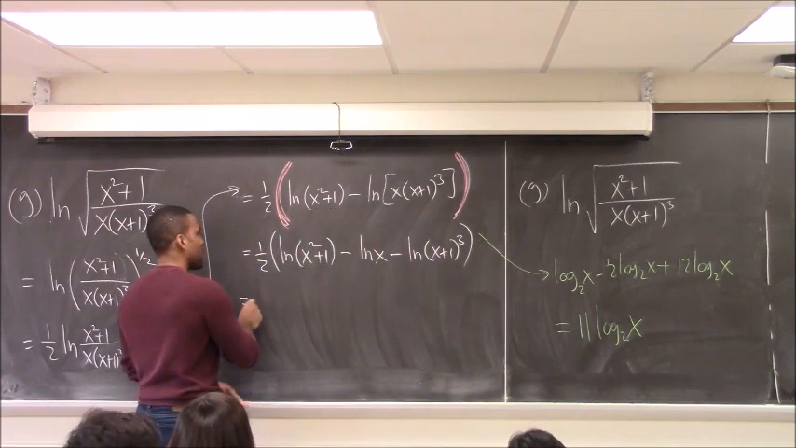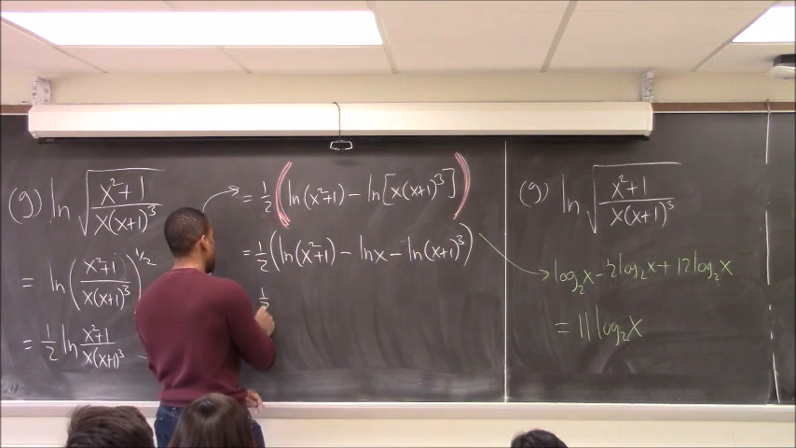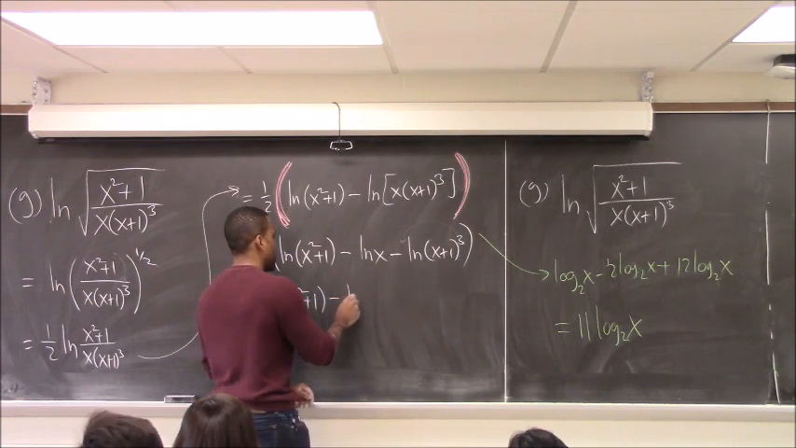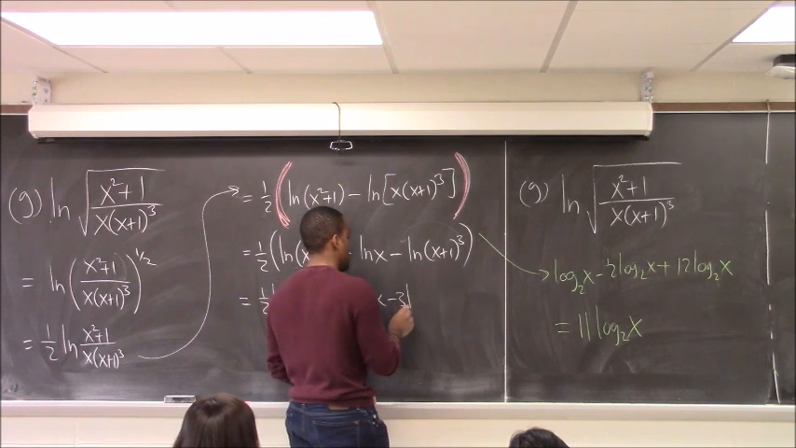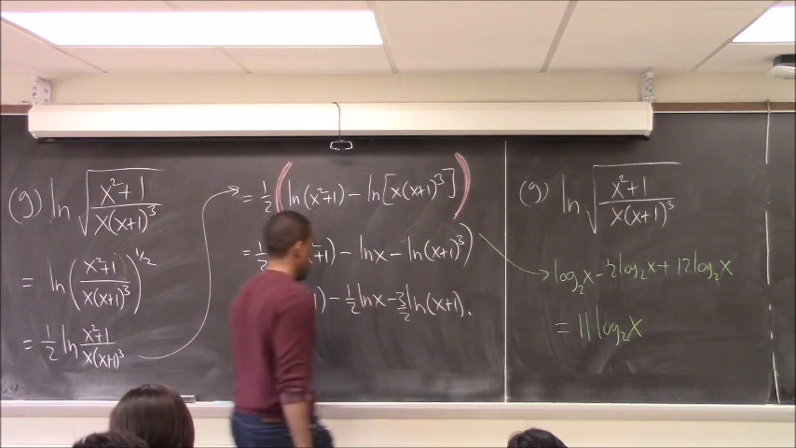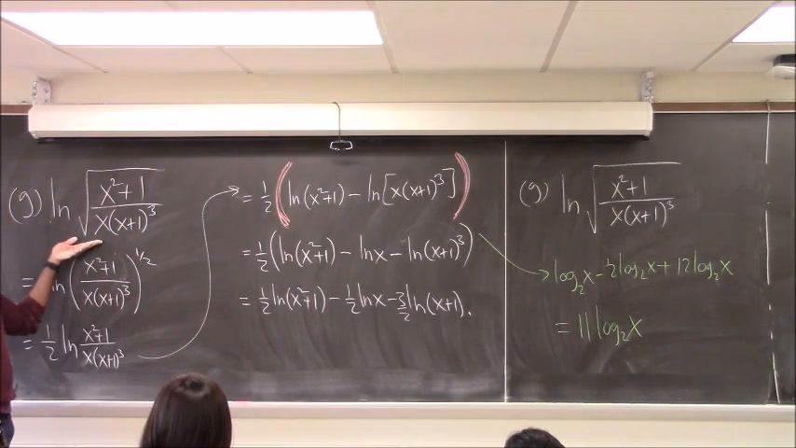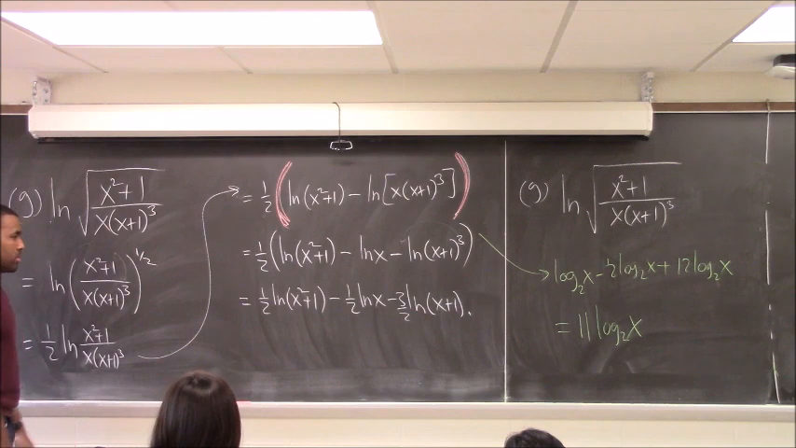And the 3 I can bring down. So this 3 I can then bring down after the top. So this really expands to 1/2 ln of x squared plus 1 minus 1/2 of ln x minus 3/2 ln of x plus 1. And in calculus, there are certain things that if you want to do with this, it'll be a nightmare. But to do it with that, super easy. Do it in your sleep.